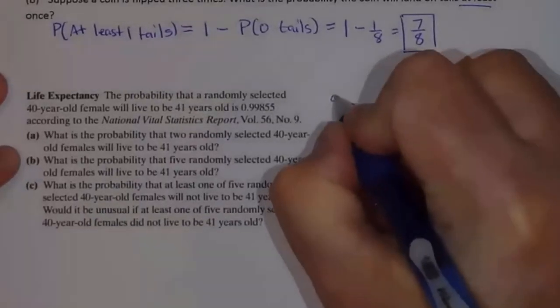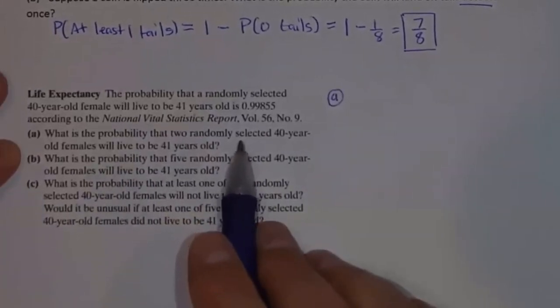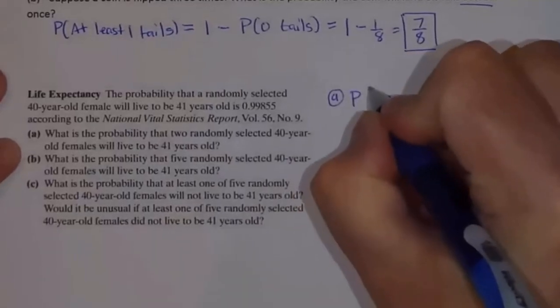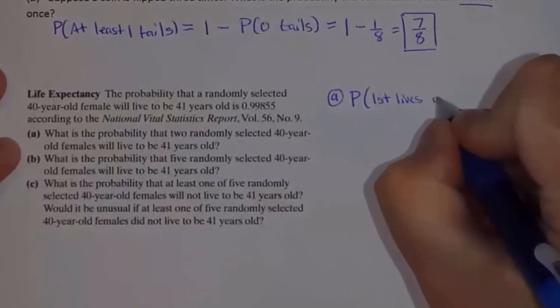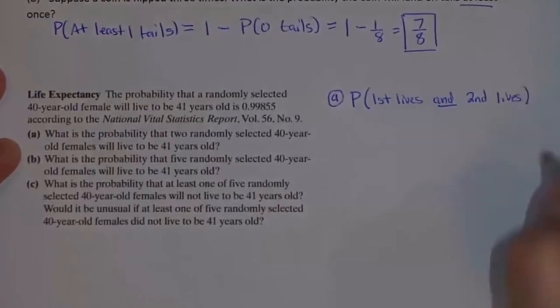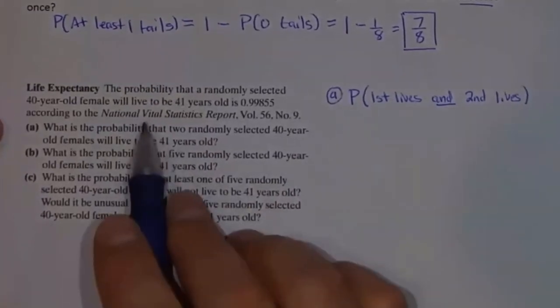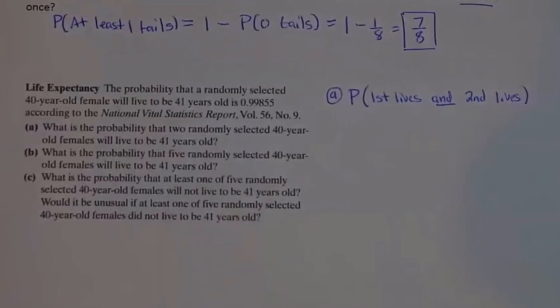So for part A, we're picking 2 random 40-year-old females. And we want to know what's the probability that the first female lives to be 41 and the second female also lives to be 41. Now, because we are randomly selecting these 2 40-year-old females, we will assume that they are independent from each other. So it's not like they're sisters or twins or cousins, where there could be some kind of a dependence possibly.